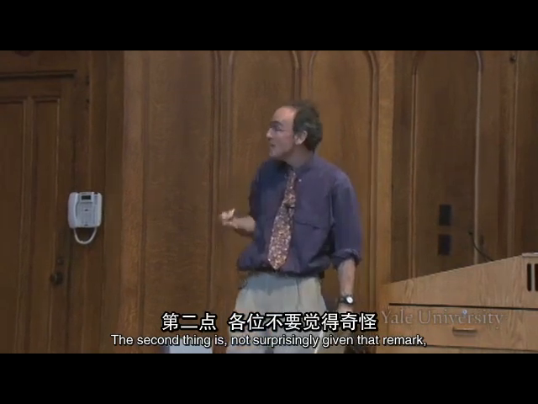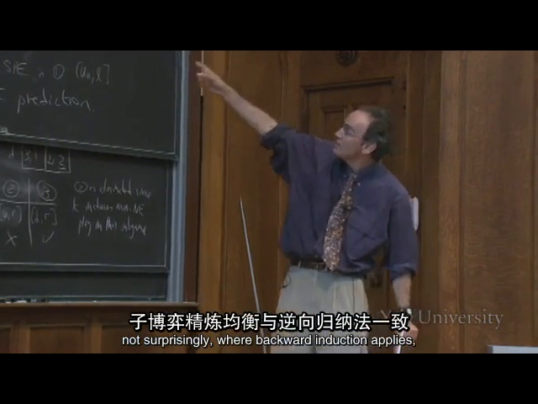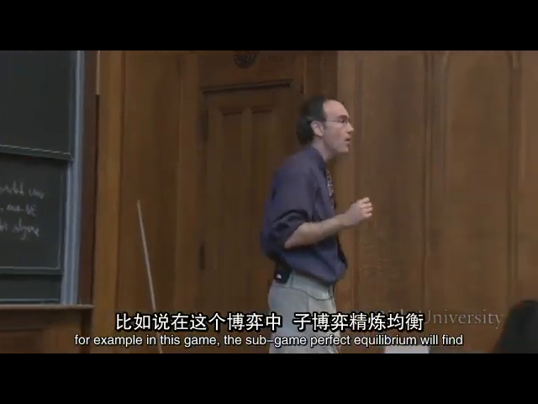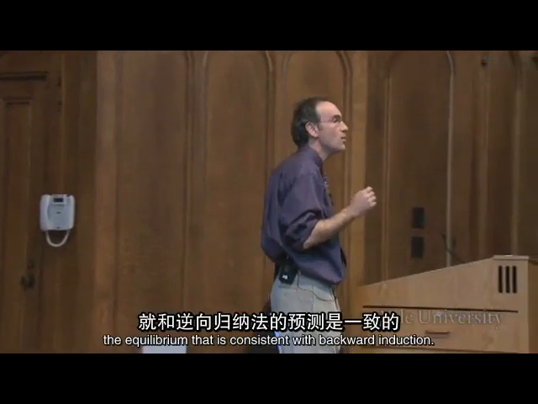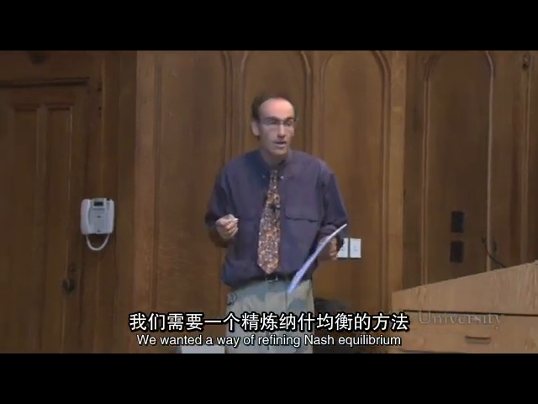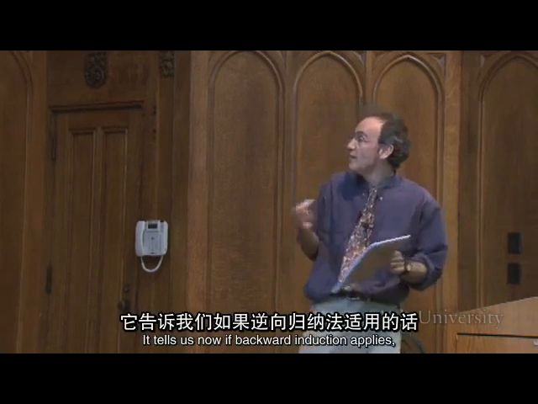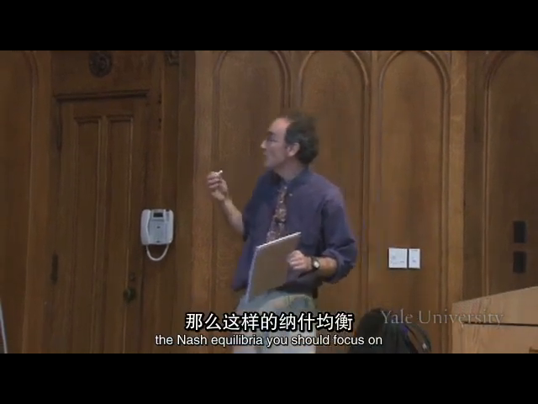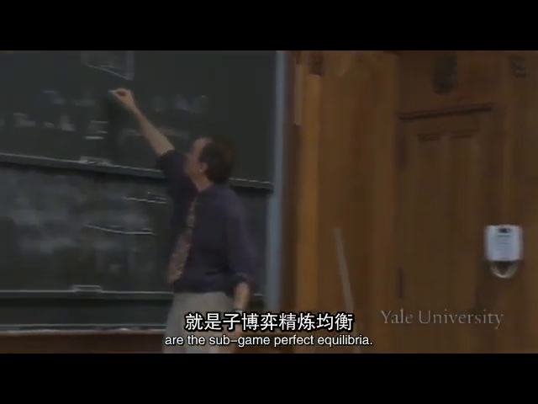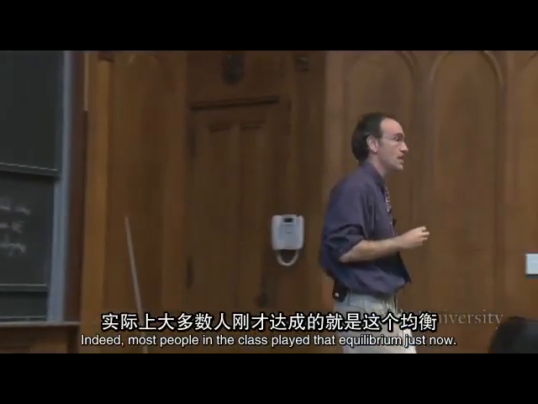And the second thing is, not surprisingly given that remark, where backward induction applies, for example in this game, the subgame perfect equilibrium will find the equilibrium that is consistent with backward induction. And remember, that was our aim last week. We wanted a way of refining Nash equilibrium to throw away those Nash equilibria that were inconsistent with backward induction. So subgame perfect equilibrium has done that. It tells us now, if backward induction applies, the Nash equilibria you should focus on are the subgame perfect equilibria. And indeed, most people in the class played that equilibrium just now.